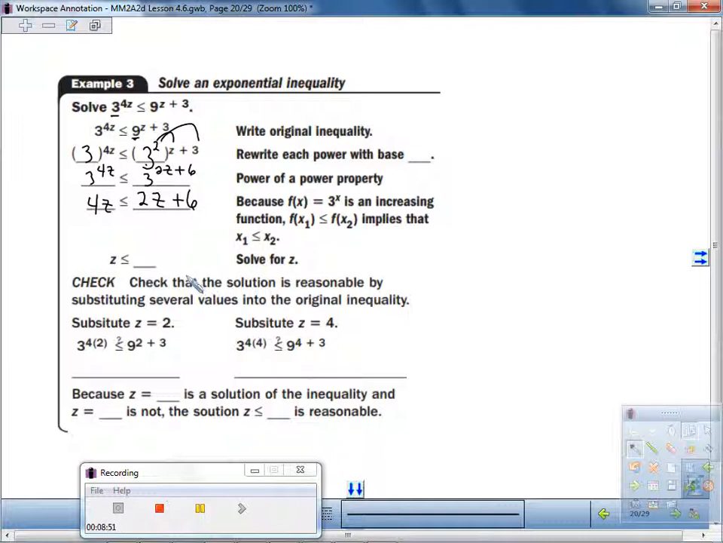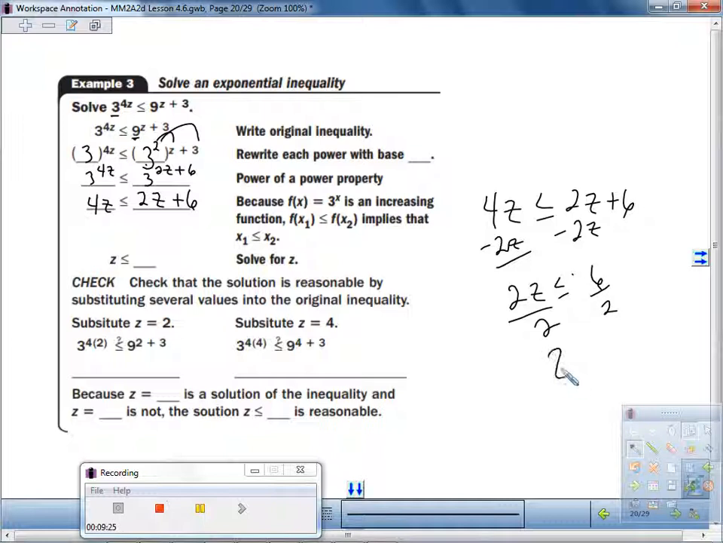Now here, what we would do is just go ahead and solve and treat this like an equal sign. The only difference is if we cross it with a negative, we have to change the inequality around. So I'm going to solve it over here. So let's go 4z. Alright, subtract 2z. We're not multiplying or dividing, so we don't have to worry about the inequality. So we end up with 2z is less than or equal to 6. Divide both sides by 2. z is less than or equal to 3.